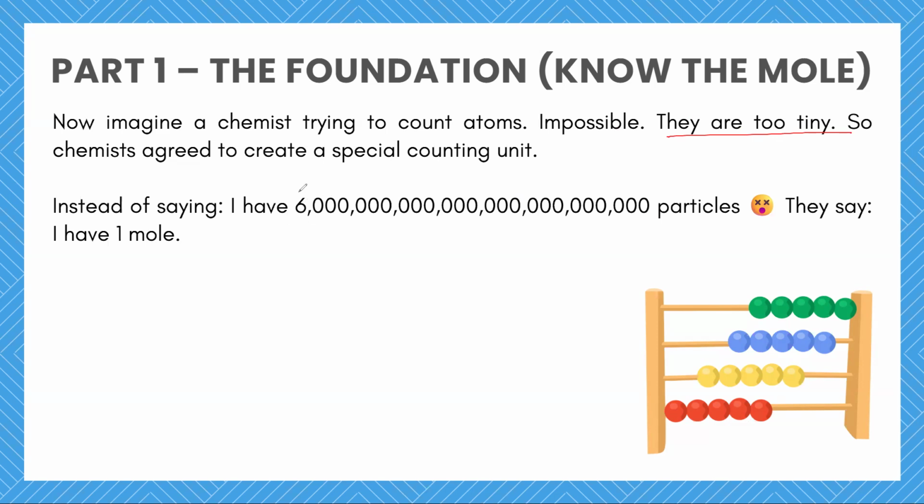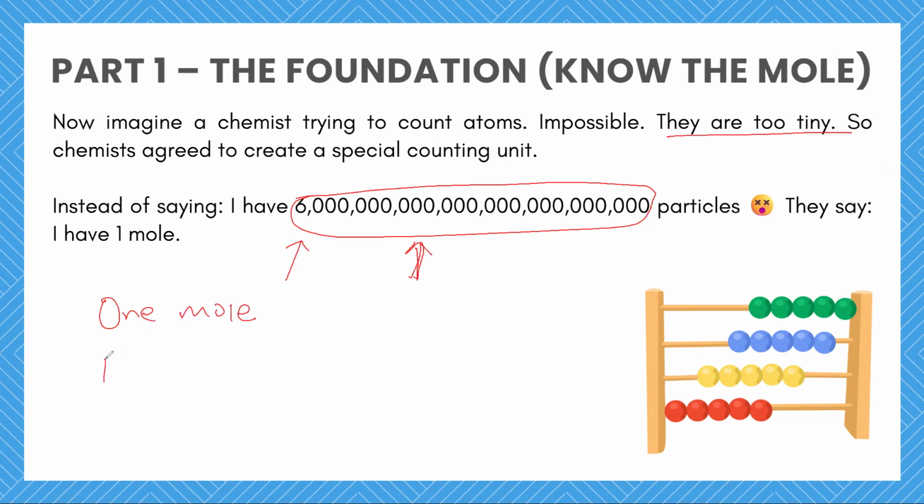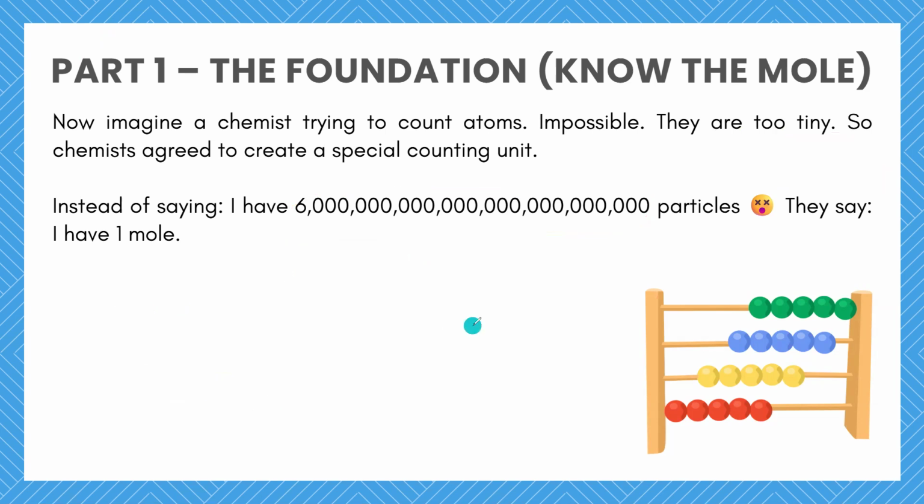So instead of saying, now imagine this number that I have on the screen, you can't even begin to imagine what the pronunciation of this number will sound like. So instead of saying, I have this number of atoms, why not group them into a particular group that has just one name? That is what chemists have done. Instead of saying, I have this number of atoms, they just simply say, I have 1 mole. So just like dozen means 12, just like a pair means two, a mole is also a group of a particular number of things. And we're going to be seeing what that means.